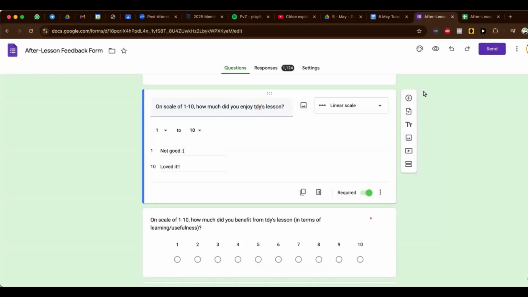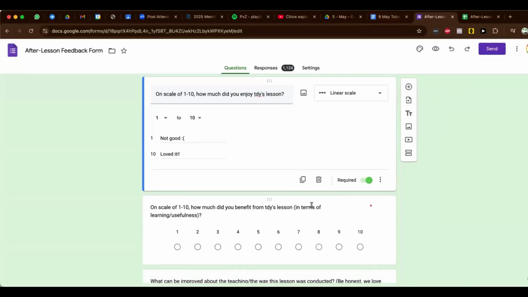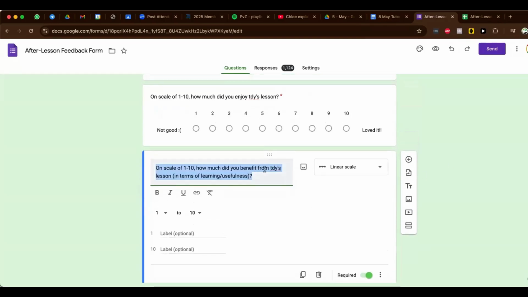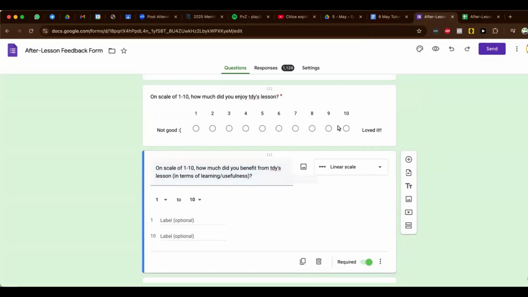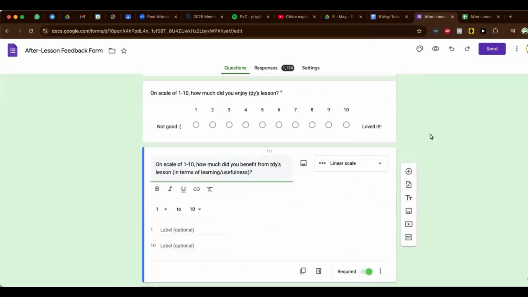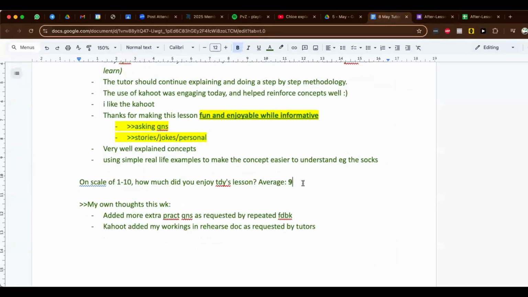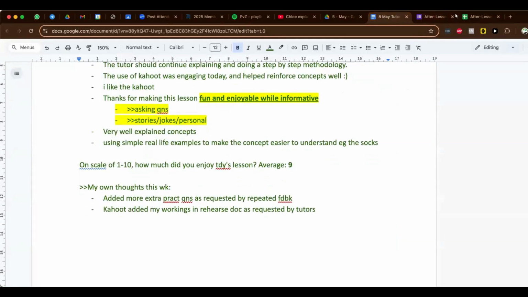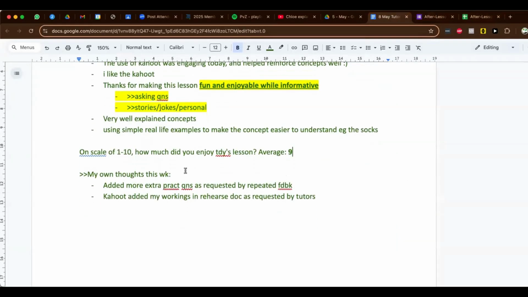Maybe they start slacking on the informative portion. Exactly. It just becomes all about making it as fun as possible, but probably less and less useful to their exams and their grades. So that's why I needed to balance it out with this extra question that I added, which is how much do you benefit from today's lesson in terms of learning and usefulness? If there's a 10 out of 10 for enjoyment, but 4 or 5 in usefulness, then we know that something's wrong. So that's why I added it, just keeping you all in the loop on why this will appear in the feedback form from now on.